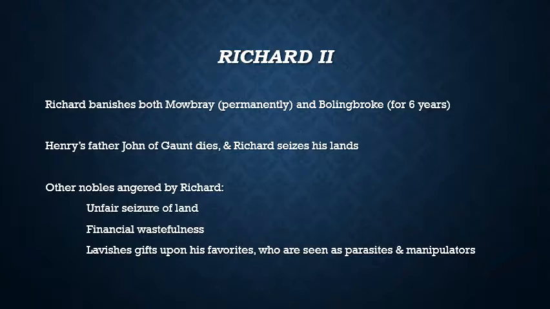So by taking John of Gaunt's lands, the other nobles in England become very angry at Richard, and they're very nervous about their own status because of his unfair seizure of land. They're worried about what might happen to them. They see him as financially wasteful. He's taking this money and using it to fund wars, particularly his war in Ireland. And he's lavishing gifts and power and authority on a few of his favorites, who many of the other nobles see as parasites and manipulators. So when Richard banishes Bolingbroke, he makes a few really big missteps and he starts to turn the nobility against him.